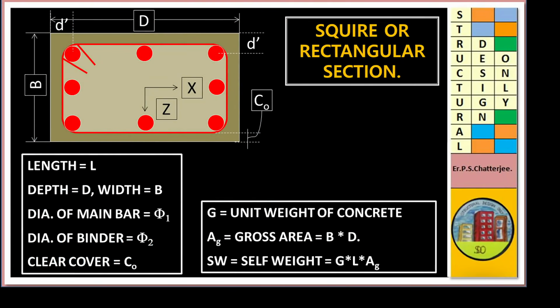Square or rectangular section. Length is equal to L, depth is equal to D, width is equal to B, dia of member phi 1, dia of binder phi 2, clear cover CO. Gamma is the unit weight of concrete, AG is the gross area, equal to B into D, self weight SW is equal to gamma into L into AG.